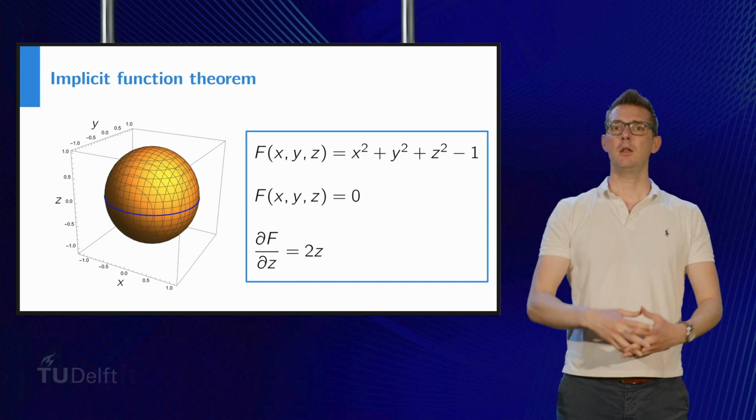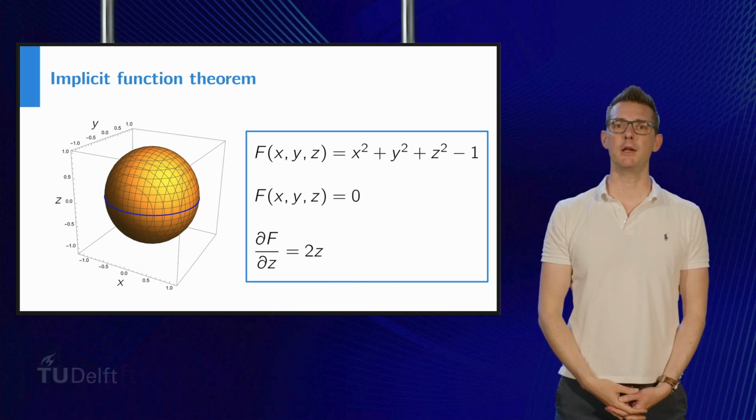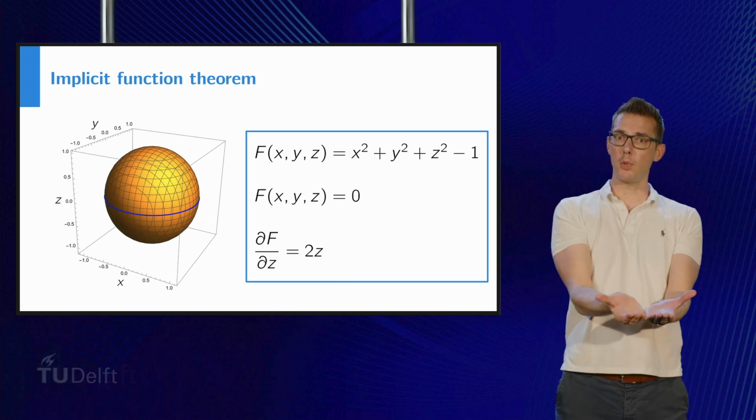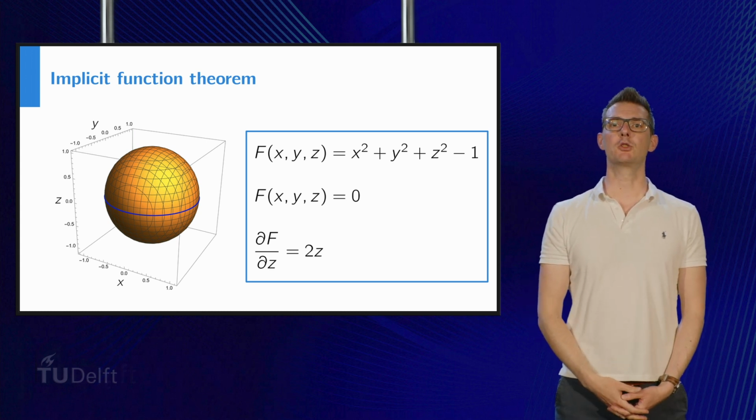The points for which z is actually equal to 0 are exactly the points on the equator. Now for points on the upper part of the sphere, z can be written as the root of 1 minus x squared minus y squared. And for points on the lower part of the sphere, z is equal to the negative root of 1 minus x squared minus y squared.